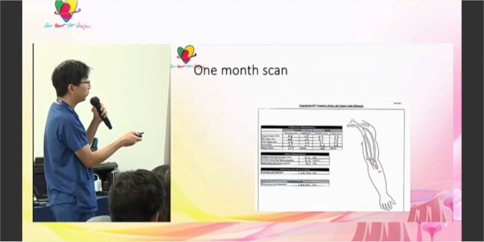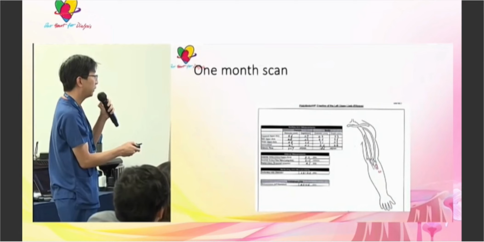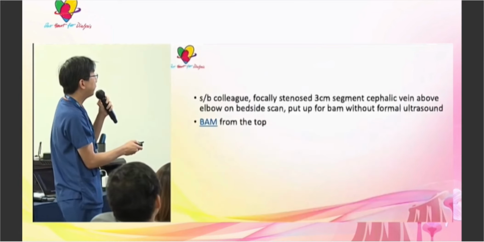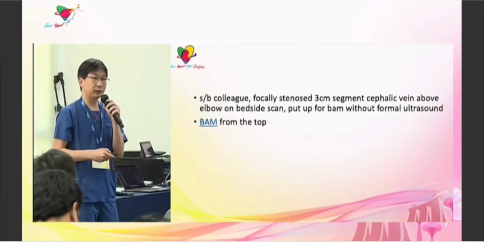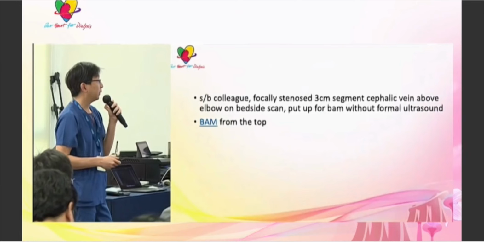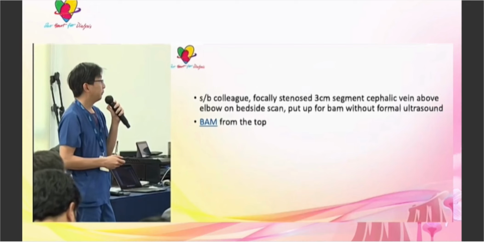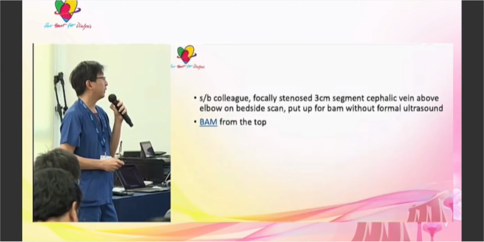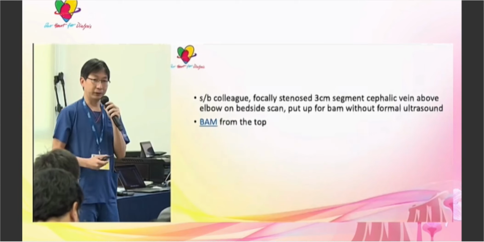Brachial artery flow was 516. Cephalic and basilic 227 and 186 are not too bad. Diameters are all right. But what happened was that this patient was seen by another colleague of mine, and she did a bedside ultrasound in the clinic, and she found that there was a focal stenosis of the cephalic vein just above the elbow for 3 cm. So she put it up without telling me for a balloon-assisted maturation, and unfortunately there was no scan done because she had just done a focal scan herself.